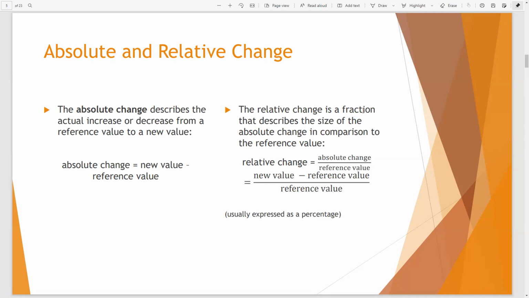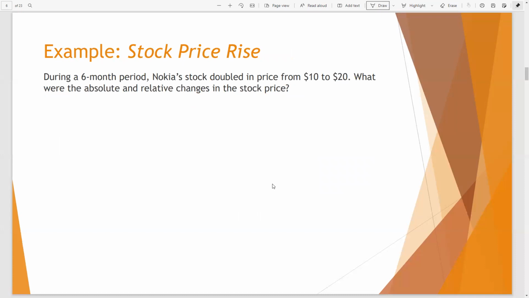And the relative change is a fraction that describes the size of the absolute change in comparison to the reference value. So it's the ratio of the absolute change over the reference value. And usually we use the relative change as a percentage. So after we find the quotient, we convert the decimal answer of the relative change to a percentage. Let's see the example.